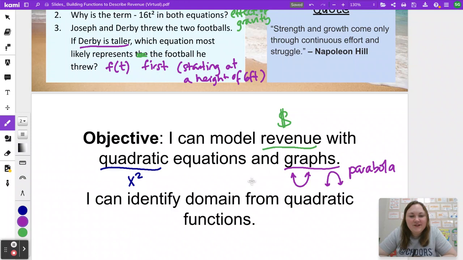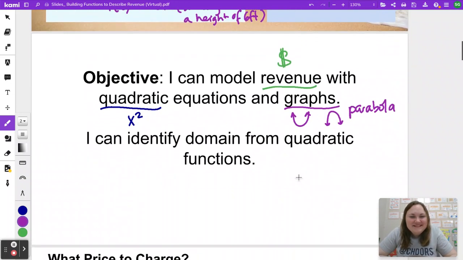And so we're going to be looking at talking about revenue and representing those stories about revenue with quadratic equations and quadratic graphs. The other thing we're doing in this lesson is identifying domain. Domain goes all the way back to Unit 4 that we had talked about on functions at the beginning of this class. Do you remember what domain is?